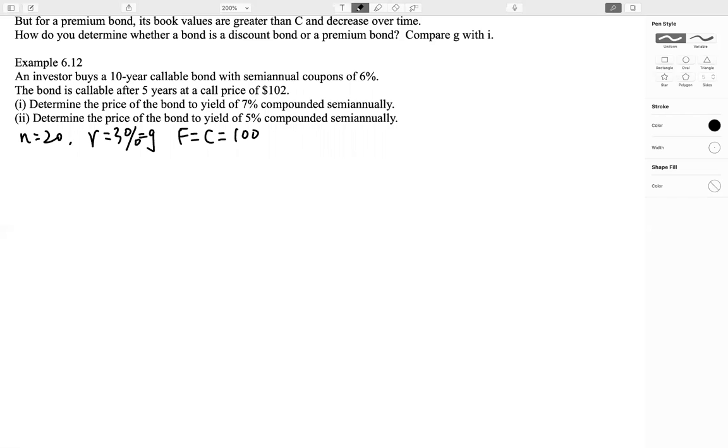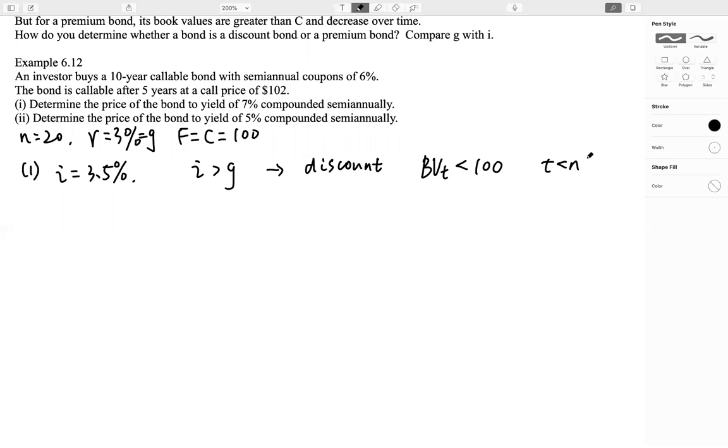Part one: determine the price of the bond to yield 7% compounded semi-annually. So in this case, I is 3.5%. Since I is greater than G, this is a discount bond. If this is a discount bond, then all the BVs will be less than the redemption value, so of course T will be less than N. The book value of this particular bond will always be less than 100. It doesn't make sense for the bond issuer to call it at 102.